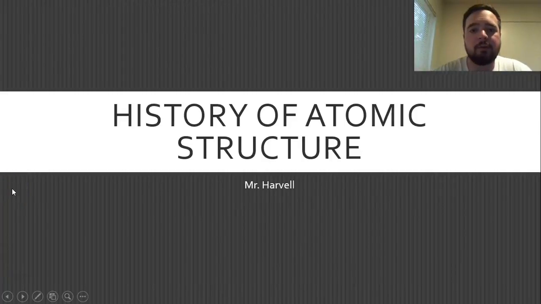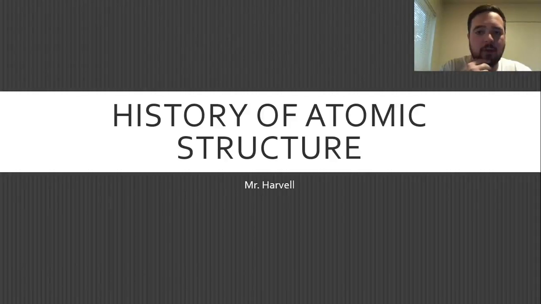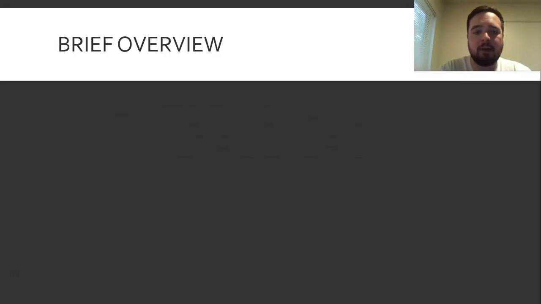Hello, so today we're going to be talking about the history of atomic structure. Before we dive really into what atomic structure is and what it's all about in the realm of chemistry, it's always best to have a little bit of background on the material. So the way we're going to evaluate this, we're going to do a brief overview of how atomic structure evolved throughout the years, hundreds and thousands of years of thinking, and so on and so forth.